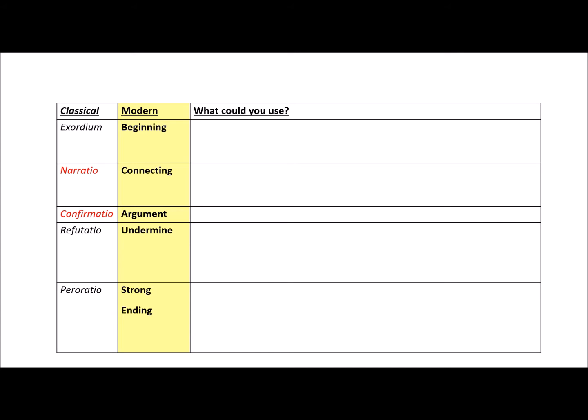So I've put the original Latin words on the left-hand side and made my own translation in yellow. Beginning, connecting, argument, undermined, strong ending. Okay, I did this because the letters, if you look at them carefully, answer the question why. Because.